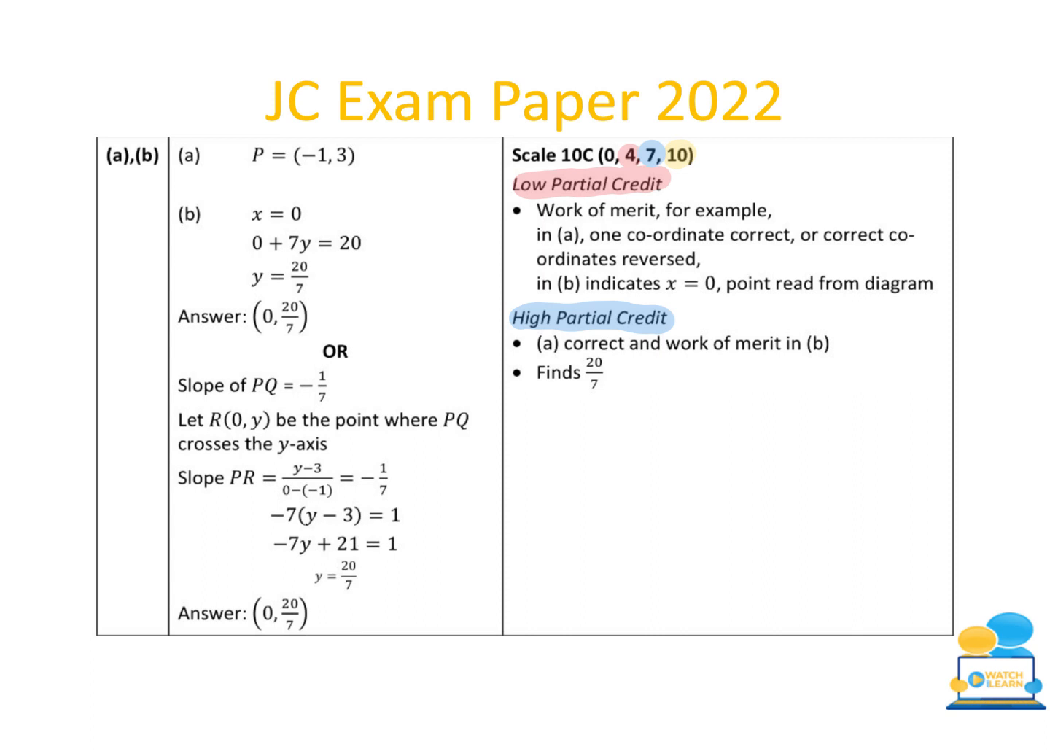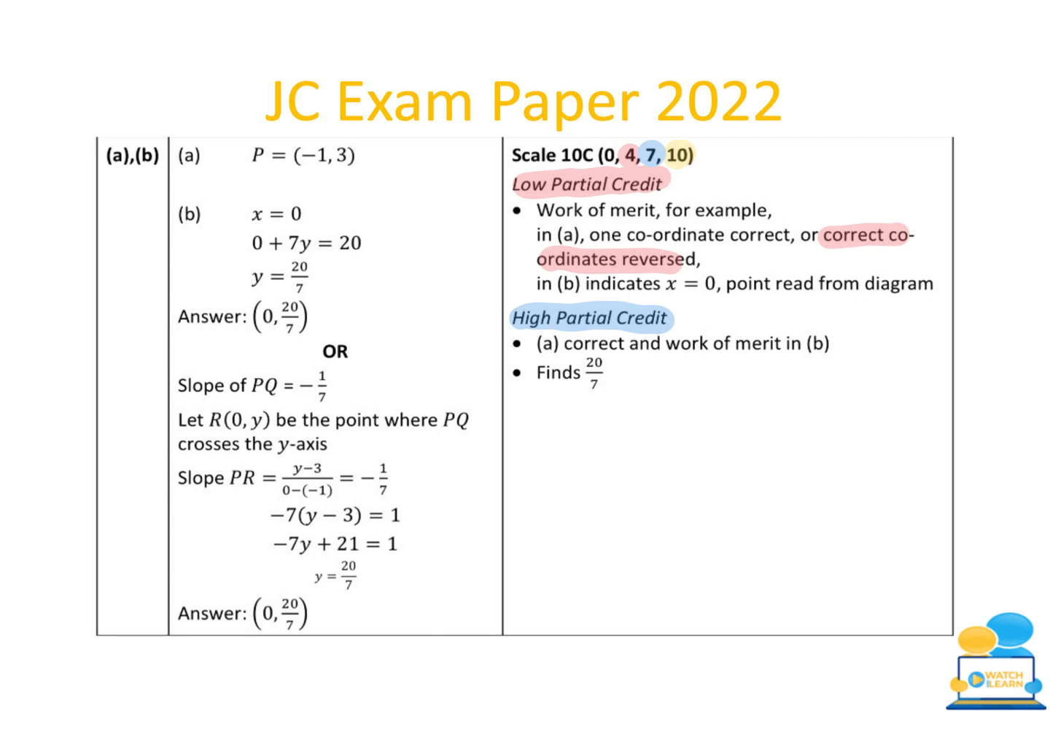So what were they giving low partial credit marks for? In part A, if you had one of the coordinates correct, maybe the x or the y coordinate correct, or maybe you had written them the wrong way around. Okay, so really important to make sure you're looking, are you doing the x before the y?